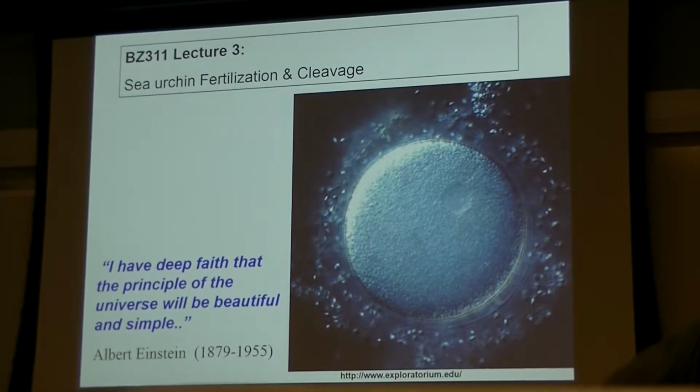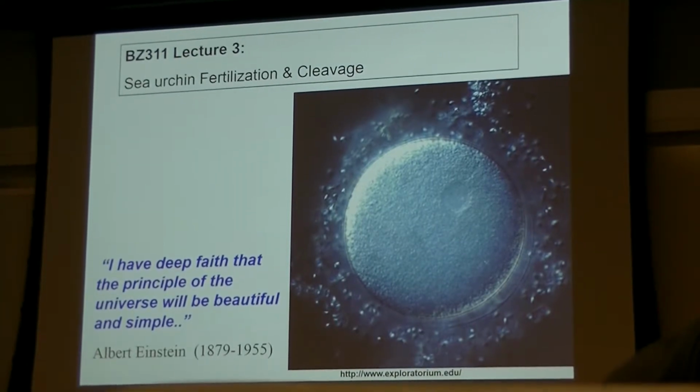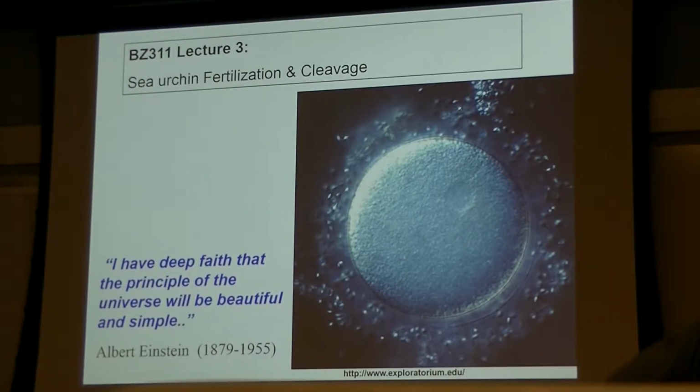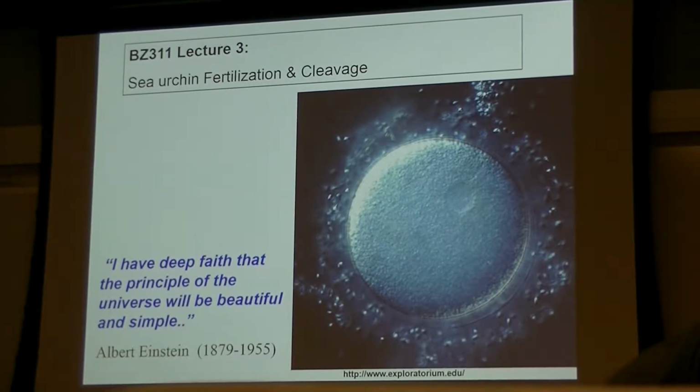So I use this term mechanisms, and that's intentional because we don't want to just learn a bunch of names or labels or facts, but we really want to understand how these processes are happening and why the organism is doing it this way. So what would be needed for fertilization to be successful in the sea urchin?